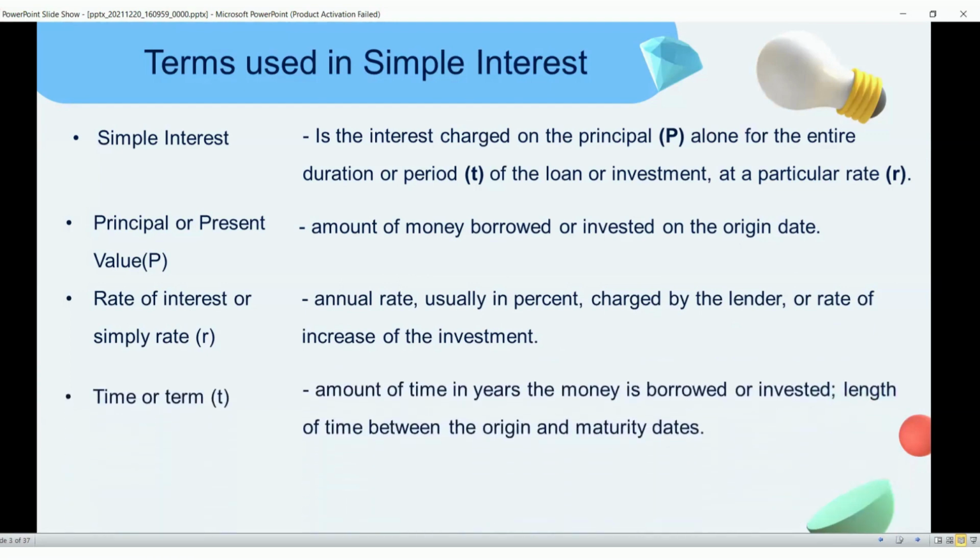Time or term. Amount of time in years the money is borrowed or invested. Length of time between the origin and maturity dates. So dito sinusukat yung amount of time in years the money is borrowed, between sa panahon na pinahiram yung pera, origin, hanggang sa kung kailan magmamature yung pera or magkakaroon ng tubo. Interest is the amount paid or earned for the use of money. So siya yung tutubuin or tubo.